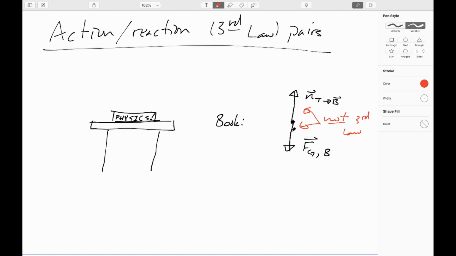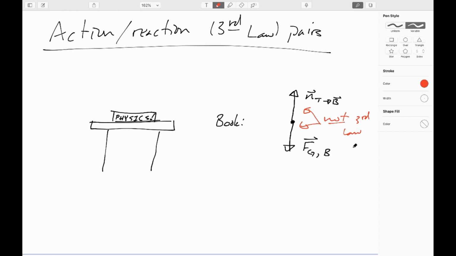Also, the two forces involved are different kinds of forces. This is gravity here, and this is a normal force here. Those are not the same kind of force. So it flunks the different object test, and it flunks the same kind of force test. So this is a pair of forces that happen to be equal and opposite because of the requirements of Newton's second law of motion on the object. So like I say, I like to call that a second law pair.